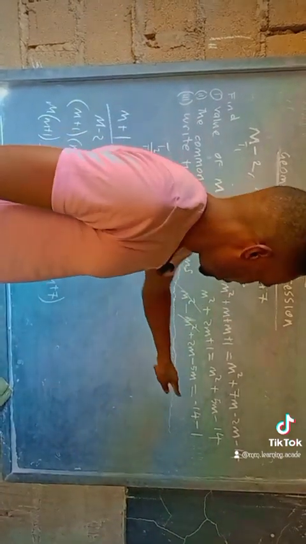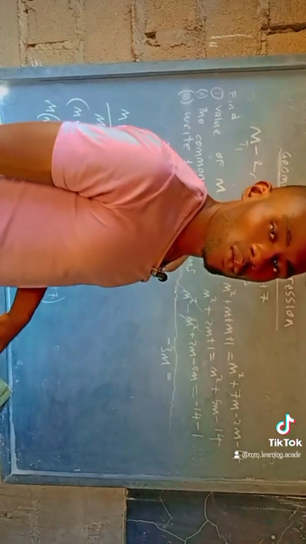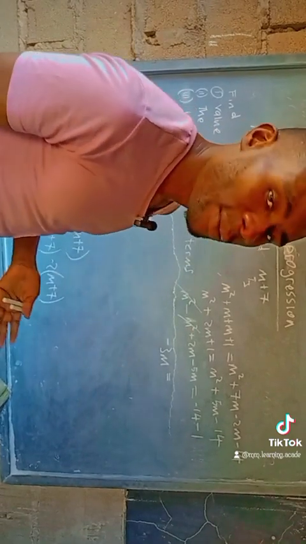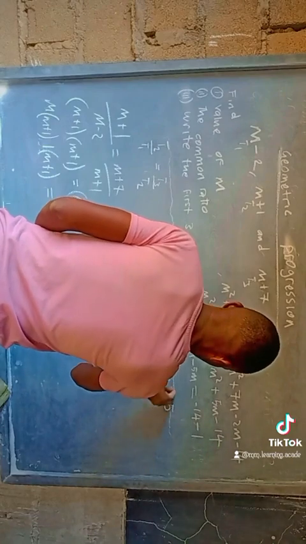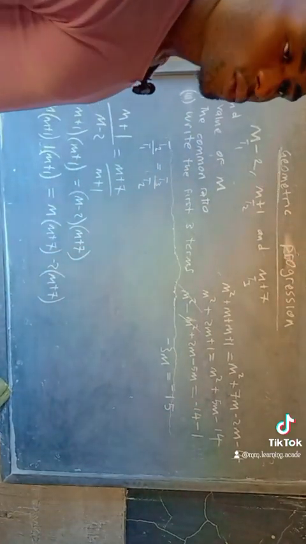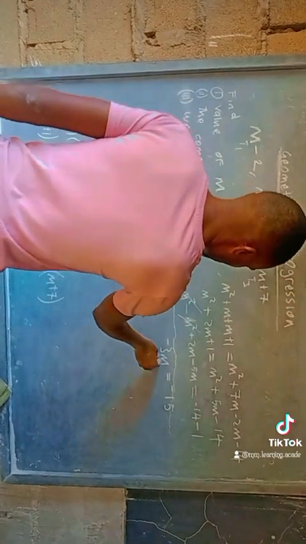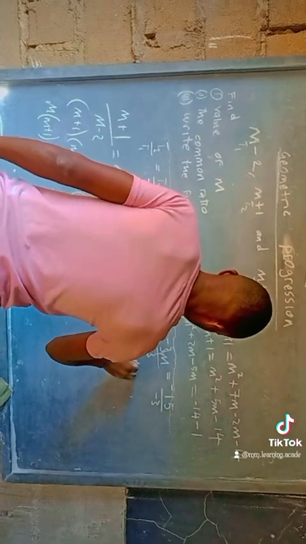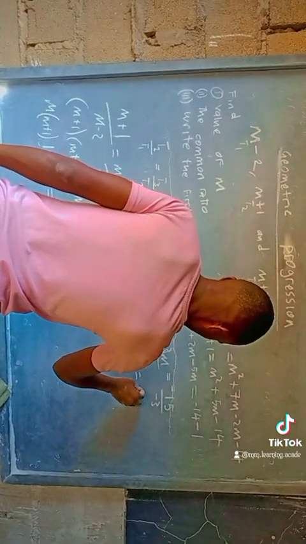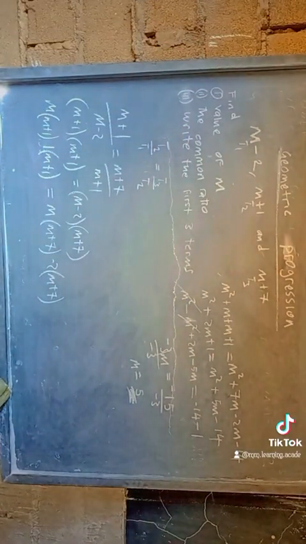Negative 14 minus 1: the signs are the same, so we add the numbers and maintain the sign. 14 plus 1 is 15, and the sign we maintain is negative. So negative 3m equals negative 15. We're interested in finding the value for m, so we divide by negative 3 on both sides and find that m is actually positive 5. So the value for m is positive 5.